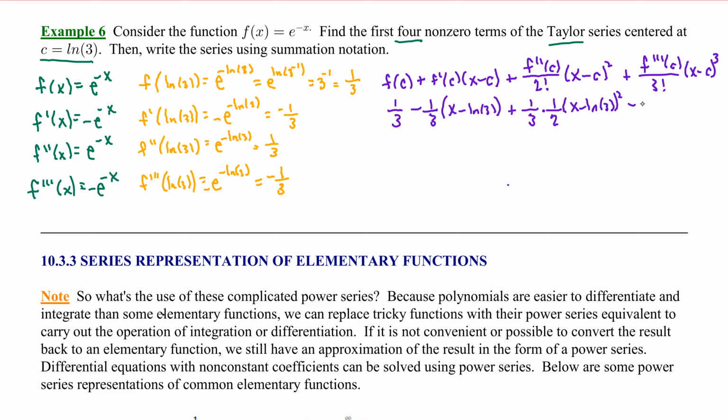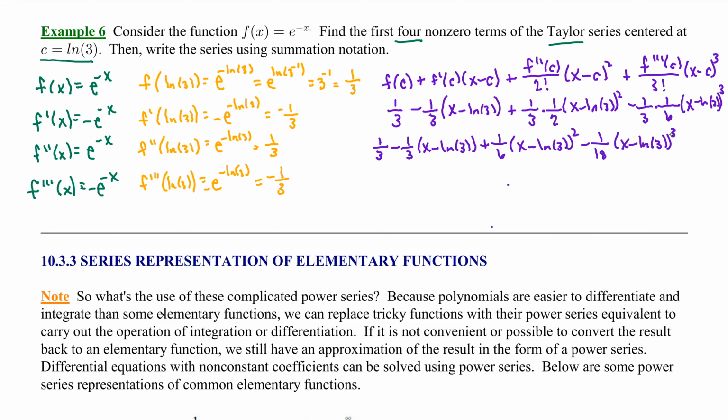Finally, f triple prime of natural log of 3, we ended up with -1/3. We have 3 factorial, which reduces to 6, and we have x minus natural log of 3 raised to the 3rd power. So that gives us the first 4 non-zero terms of our Taylor series. I think I will take one step here to simplify the coefficients. We'll call this one a 1/6 coefficient, and we'll call this one 1/18. And those are the first 4 terms of our Taylor series approximating e to the -x centered at natural log of 3.